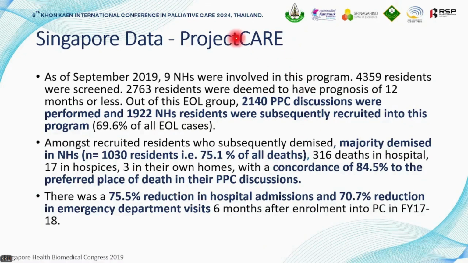75% of our deaths happen in the nursing home. We talk about patient concordant care with our program. About 80 to 90% of our patients pass away where they choose to based on their advanced care plan. More importantly, you talk about reduced healthcare utilizations, and we can reduce healthcare utilizations by about 75% just by implementing an advanced care plan plus palliative care initiative at the aged care facility.